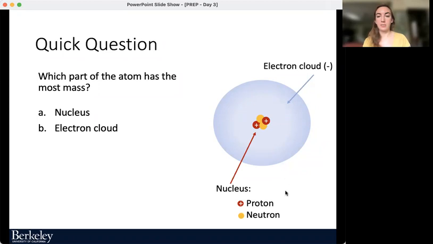Okay, I'm going to stop the poll. About 80% of you said nucleus and 20% of you said electron cloud. So yeah, this is just the results.